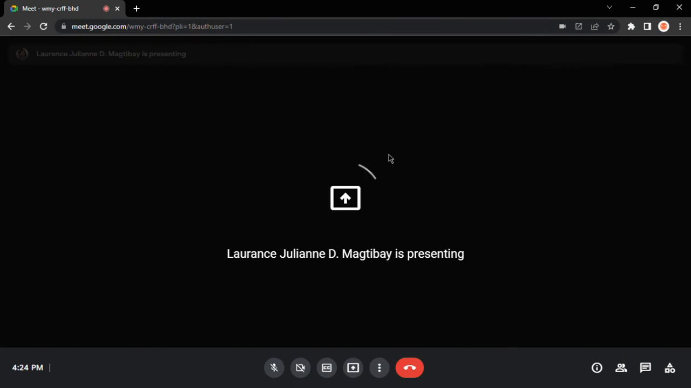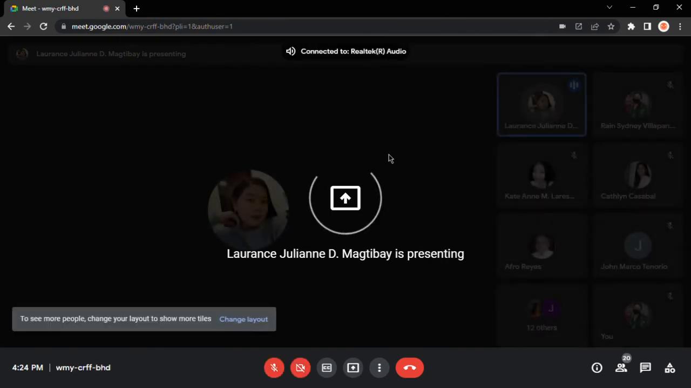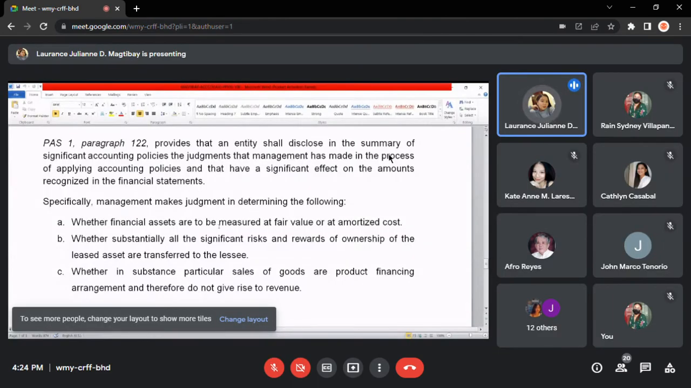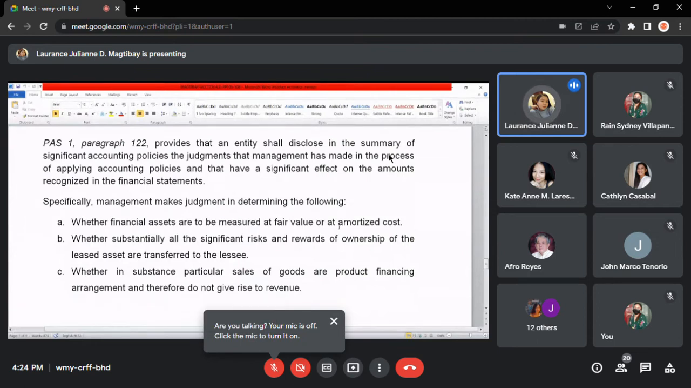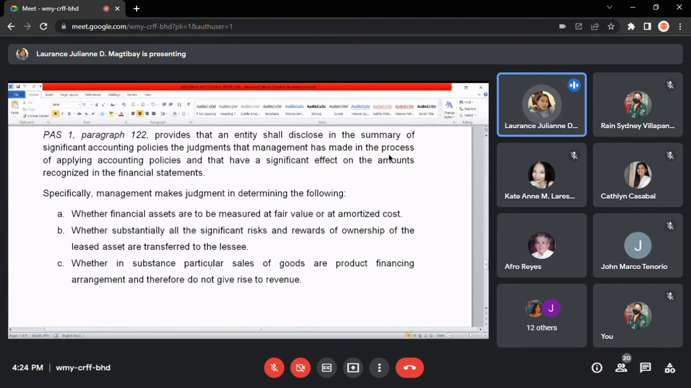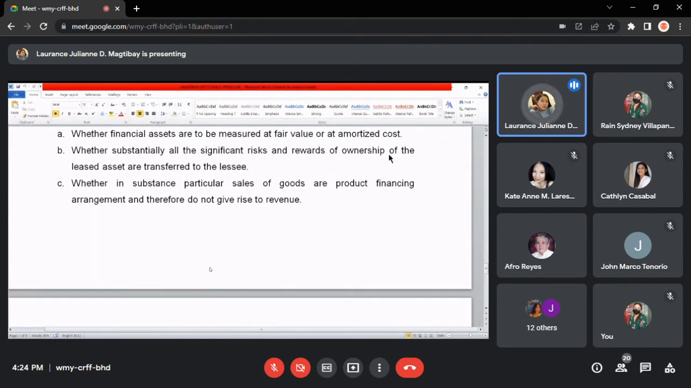And makes judgment in determining the following. A. Whether financial assets are to be measured at fair value or at amortized cost. B. Whether substantially all the significant risk and rewards of ownership of the leased asset are transferred to the lessee. C. Whether in substance particular sales of goods are product financing arrangement and therefore do not give rise to revenue.